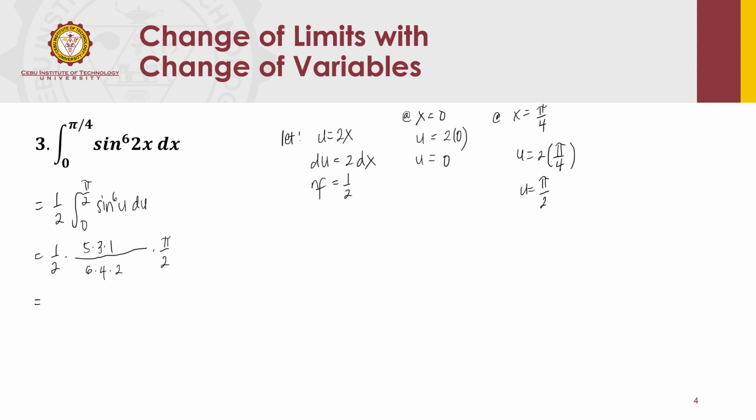Okay, so we have a common factor here for the numerator and denominator. So we have 3 and 6. So we have 1 and 2 here. And then for the final answer, we have 5 pi in the numerator, and in the denominator, it's 2 times 2, so 4 times 4, 16 times 2, 32 times 2, so that's 64. So 5 pi over 64 is the final answer.